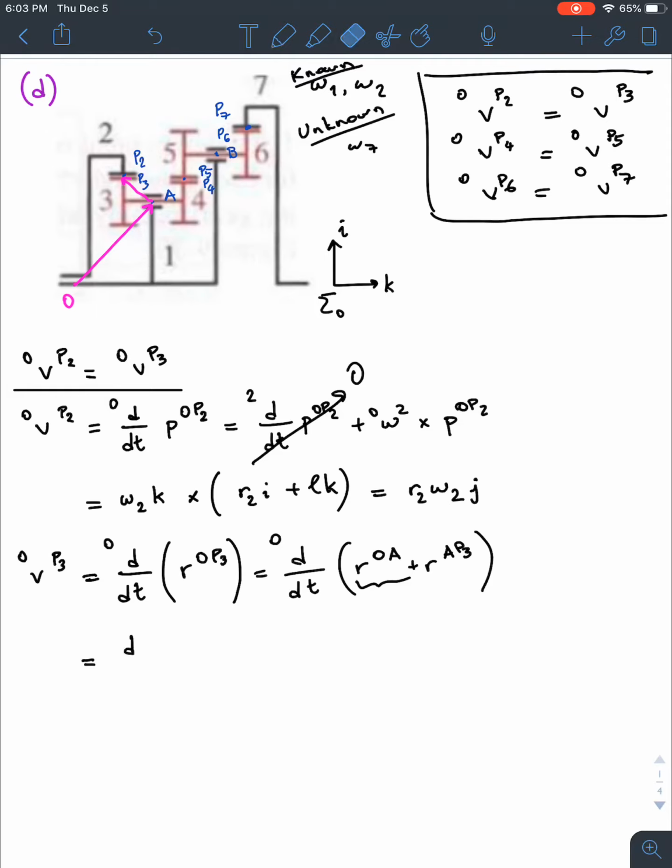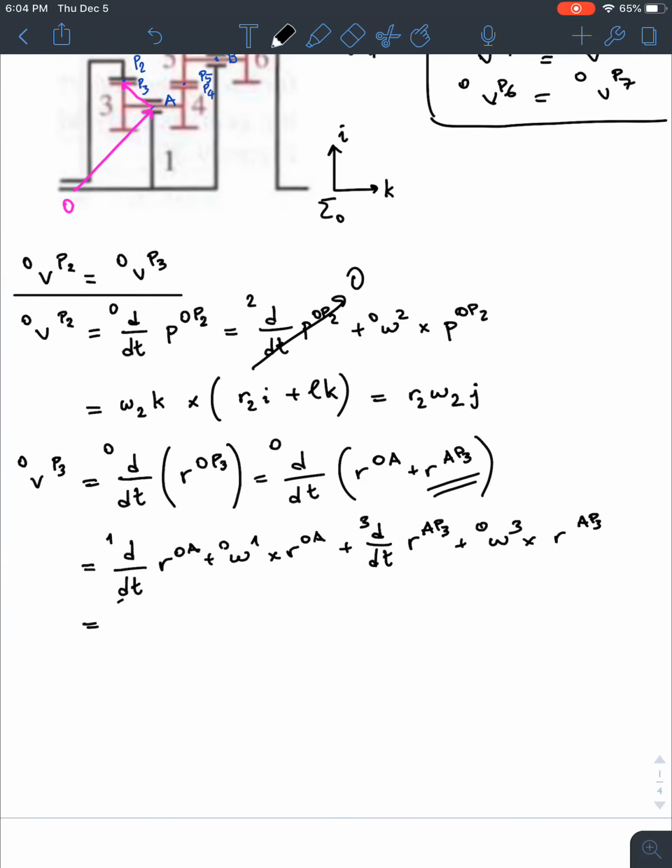So what I'm going to do is, when I distribute the derivative over these two vectors, I'm going to go to the first frame to take the derivative of this particular vector. So ROA plus angular velocity of 1 and 0 cross ROA plus, now I'm going to distribute it to this other vector, but this other vector, in other words, the vector that goes from A to P3, right, is fixed on the third rigid body, right? So I'm going to take the derivative in the third rigid body. And this is the usual differentiation in two frames formula. Yeah. Now I realize that this vector, since it's fixed in 1, its derivative is 0. The derivative of this vector is also 0 because the vector was fixed in the third frame.